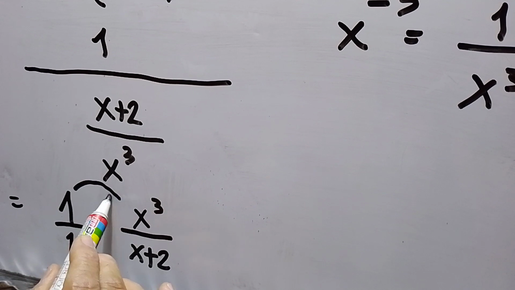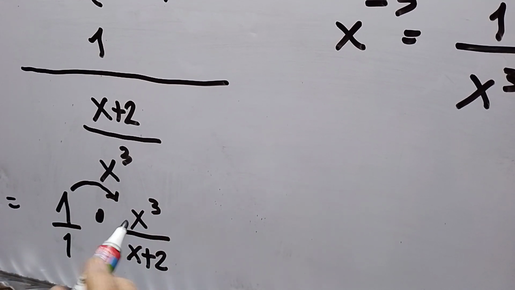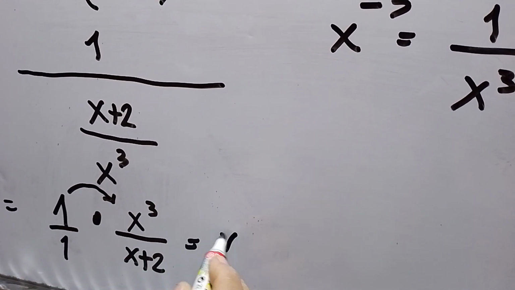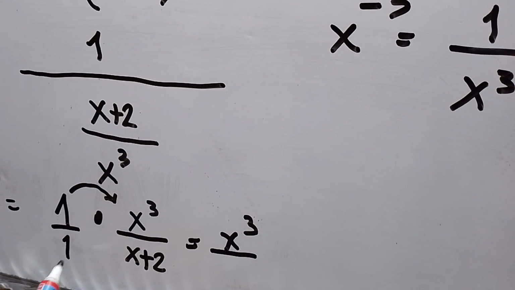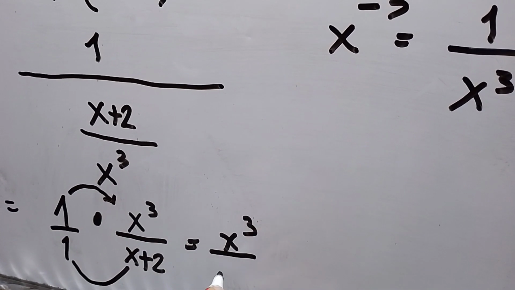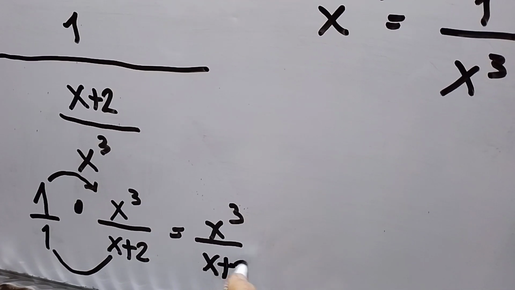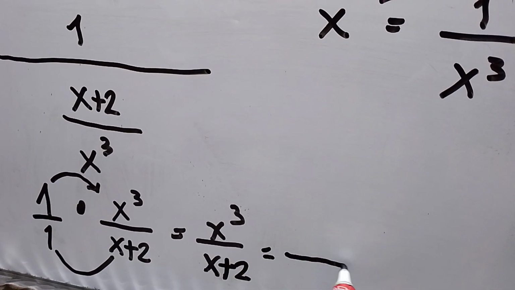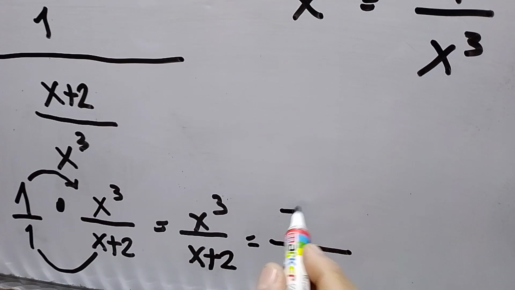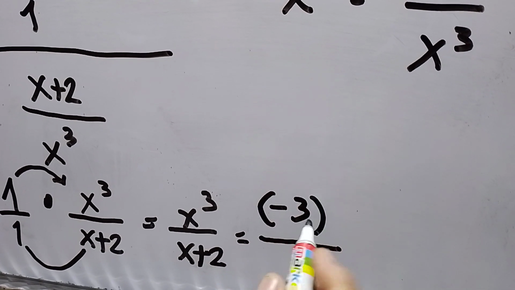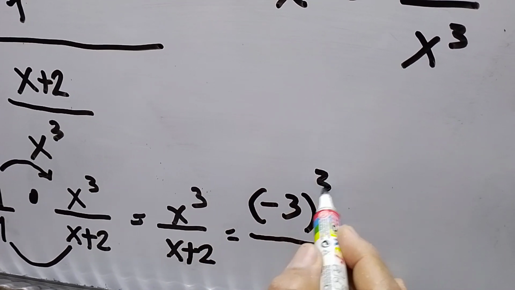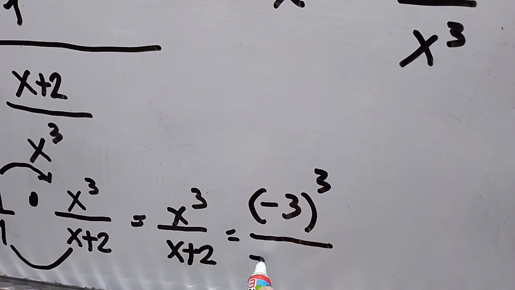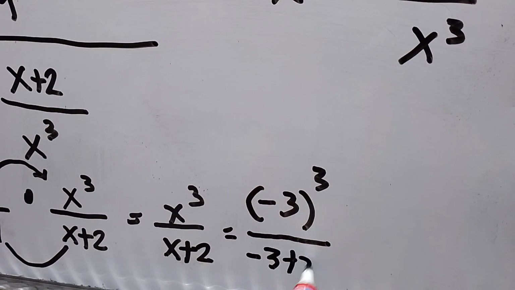And then start multiplying 1 by x cubed. So this will be x cubed. And then the denominator also multiply. So this will be x plus 2. Then I will substitute the value of x, which is negative 3. Negative 3 raised to the power of 3, and then this will be negative 3 plus 2.